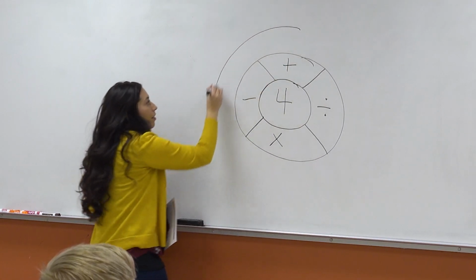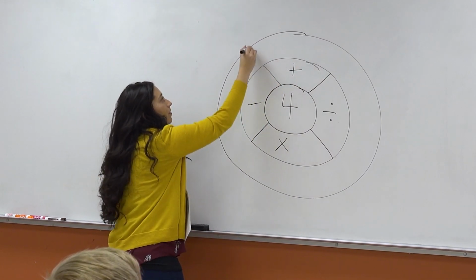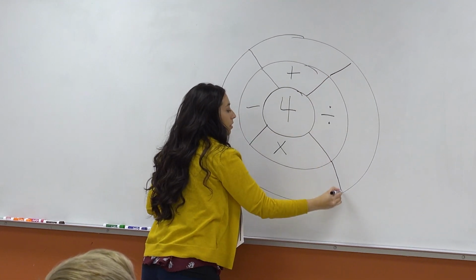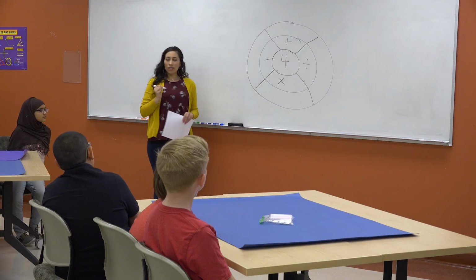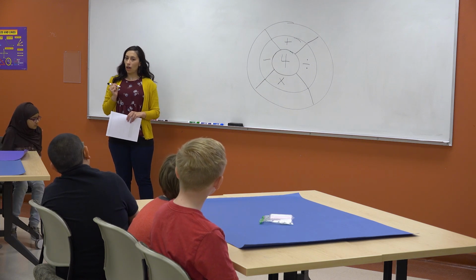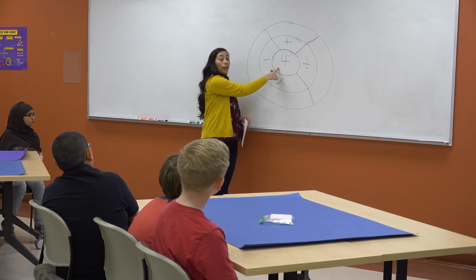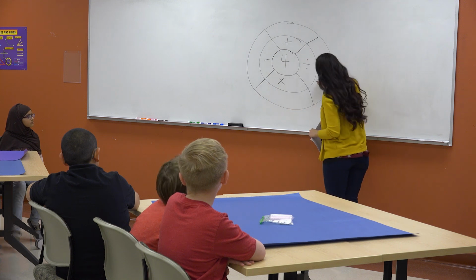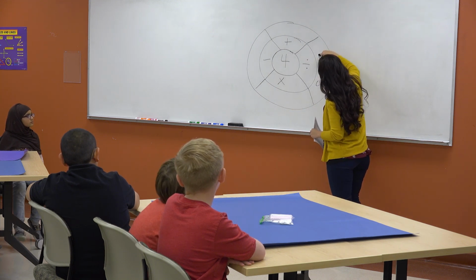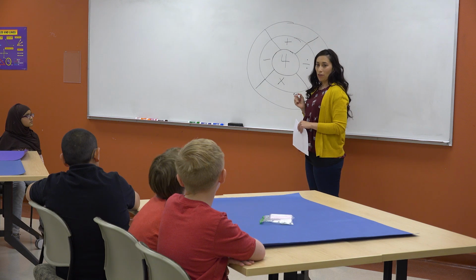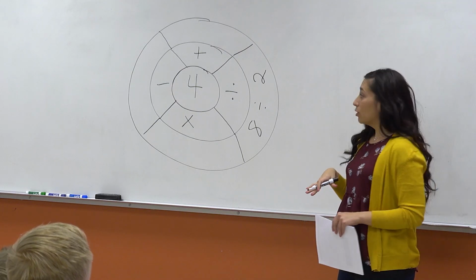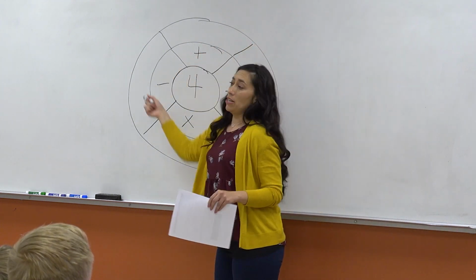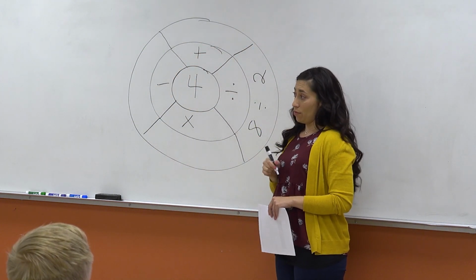Then I'm going to draw another layer and divide it into 4 again. And I'm going to start thinking of some expressions using these operations that will give me my target value of 4. I'm going to start with division. So for example, I know that 8 divided by 2 gives me a value of 4. Okay? So when you are creating your own sunburst, you are going to write an expression for each operation that will give you your target value.